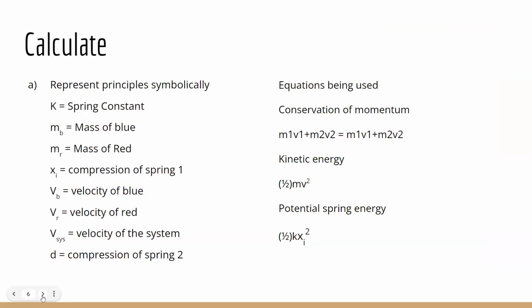Okay, so calculate. The variables we use: K is the spring constant, M sub B is the mass of the blue block, M sub R is the mass of the red, xi is the compression of spring 1, V sub B is the velocity of the blue block, V sub R is the velocity of the red block, V sub sys is the velocity of the system, and D is the compression of spring 2, which is what we're trying to find. And the equations used: we used the conservation of momentum, the kinetic energy equation, and the potential spring energy equation.